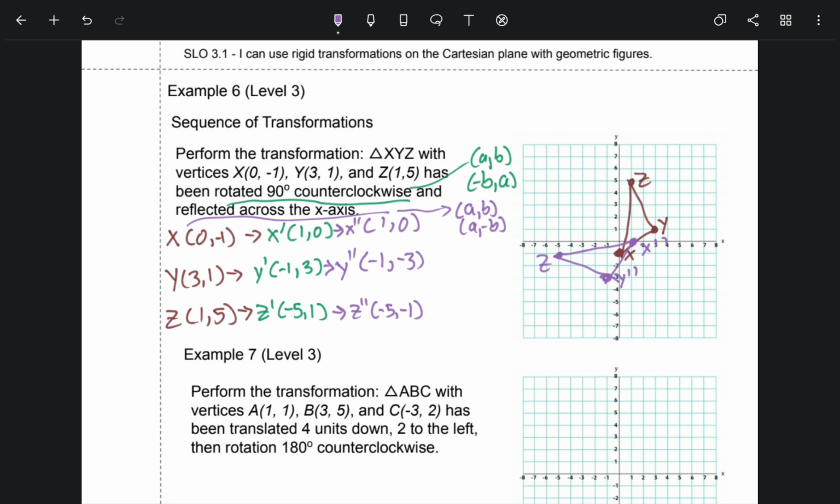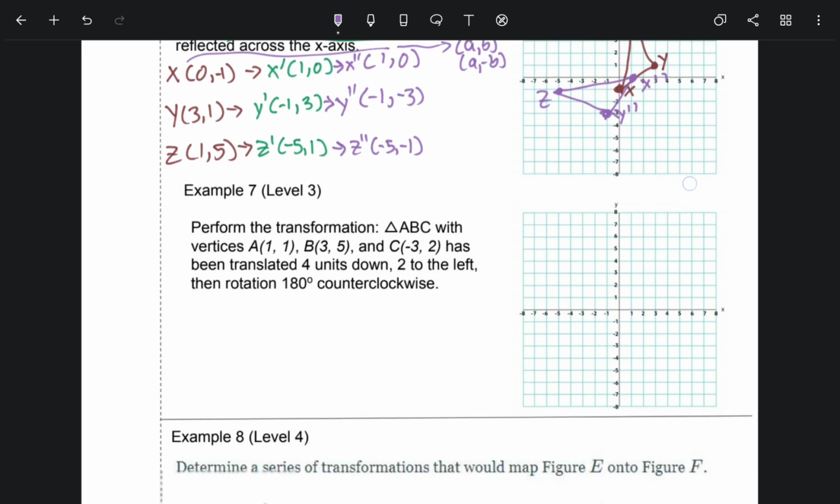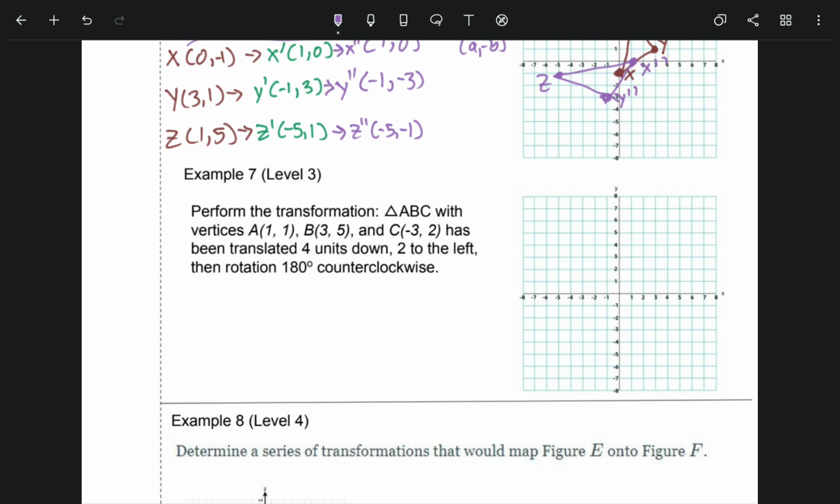And we are done with that. Let's move on to the next one. So perform the transformation on triangle ABC with vertices A (1, 1), B (3, 5), and C (-3, 2), which has been translated 4 units down, 2 to the left, and then rotated 180 degrees counterclockwise.